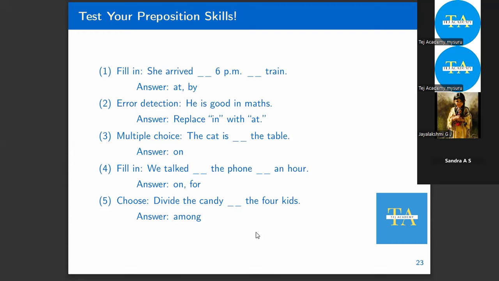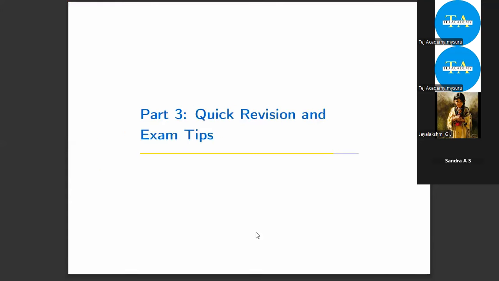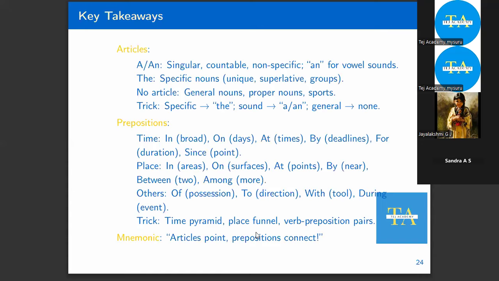And here the fifth one says: divide the candy among the four kids. Of course we use "among" when it's about more than two. Divide the candy among the four kids. So this suits better. While dealing with the sentences, just look at the options and pick the best out of them. And here we have quick revision and exam tips.